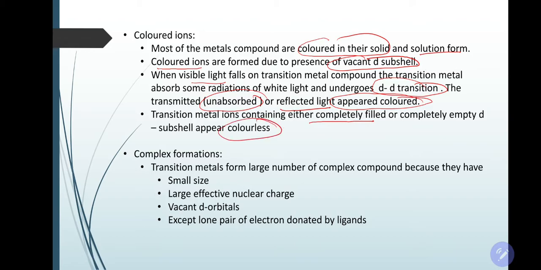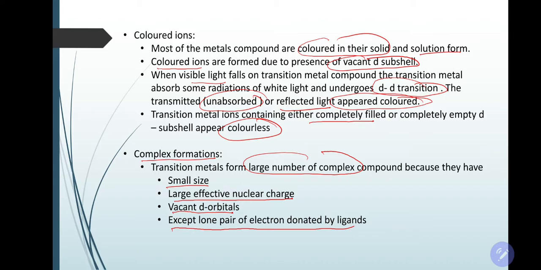Clear? Now let us learn about complex formation. Transition metals form a large number of complexes. Why? Because they have small size and large effective nuclear charge. What is nuclear charge? It is the ability of the nucleus to attract the electrons towards itself. Also, due to the vacant d orbitals, they have the tendency to accept lone pairs of electrons donated by the ligands. So these are the reasons why they can form complexes.